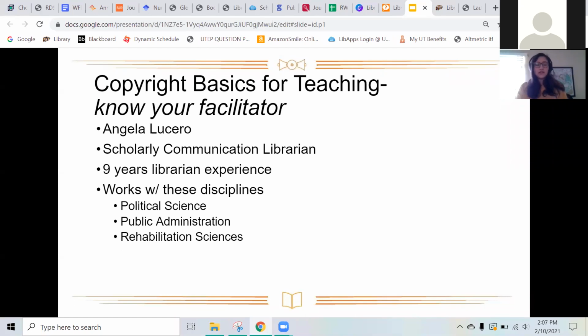So, just to introduce myself a little bit more, I've been a librarian at UTEP for 9 years, and I work with political science, public administration, and the rehabilitation sciences. Although we work a lot with people of any discipline, so the copyright advice in this workshop is meant for everyone, not just for these disciplines.